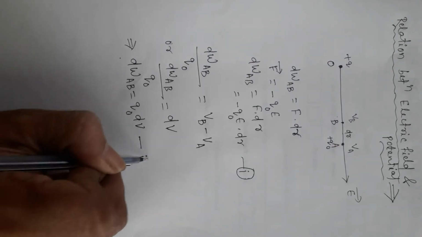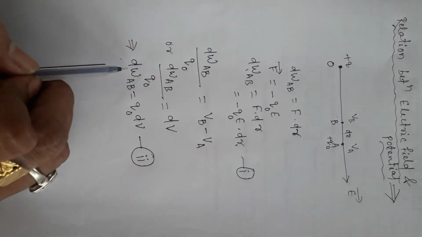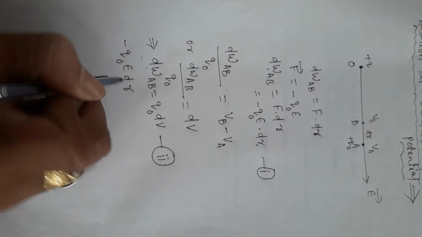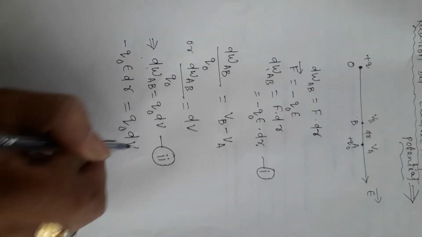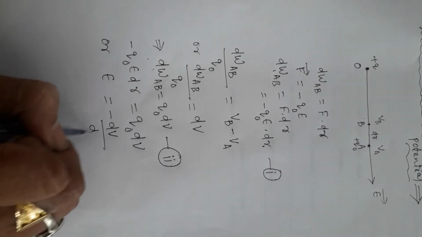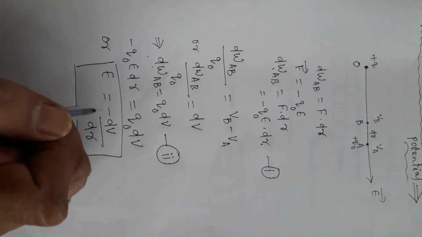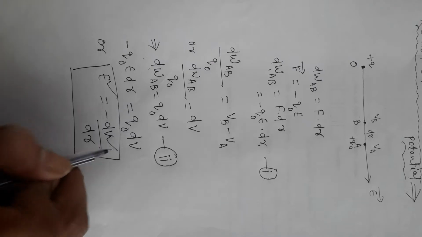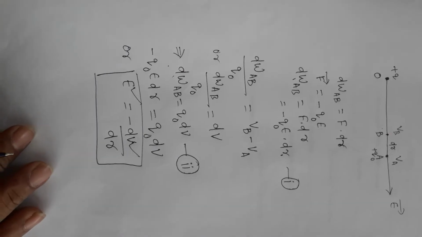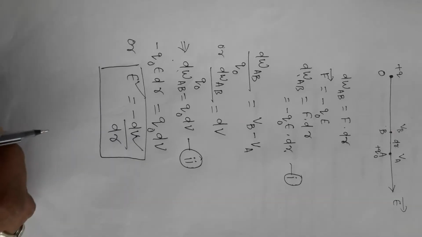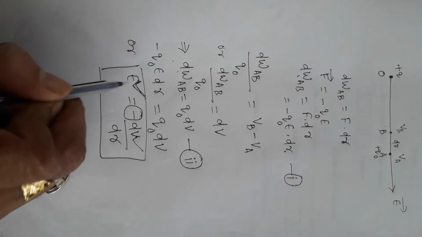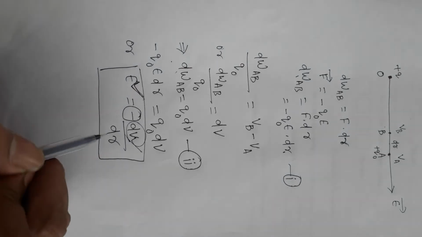This is equation 2. Comparing equation 1 and 2, the LHS is same, so minus Q0 E dr is equal to Q0 dV, or we can write E is equal to minus dV by dr. This is the relation between electric field and potential, where dV by dr is the rate of change of potential and is called the potential gradient, and this negative sign indicates that the direction of the electric field is in the direction of decreasing potential.